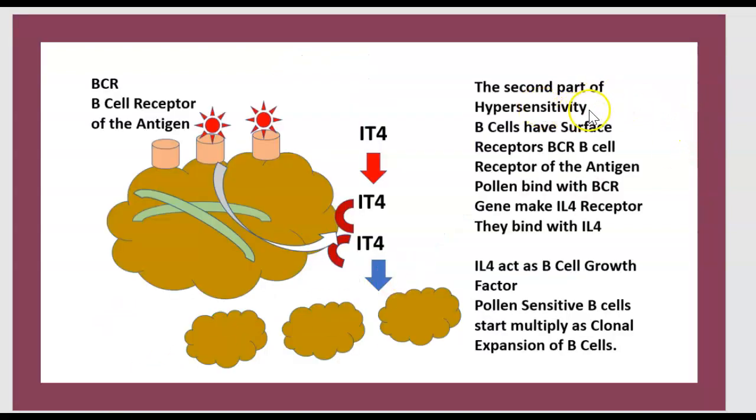The second part of hypersensitivity: B cells have surface receptor BCR, stand for B cell receptor of antigen. This receptor of antigen bind with pollen and make the interleukin 4. Interleukin 4 lead to B cell growth factor. Pollen-sensitive B cells start multiplying as a clone, giving expansion of B cells.